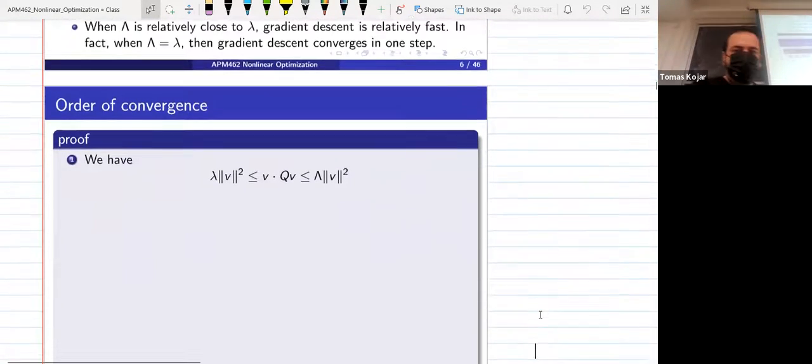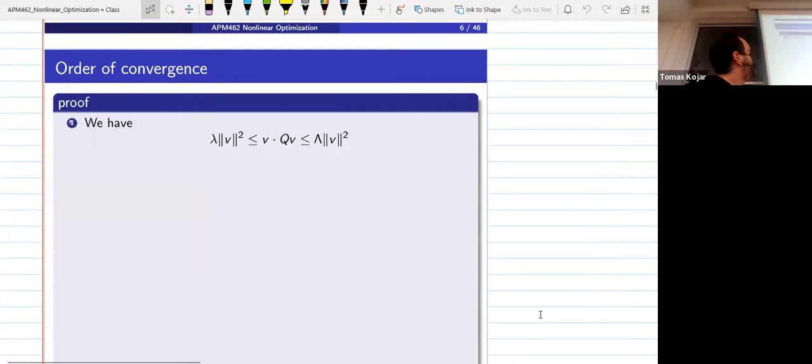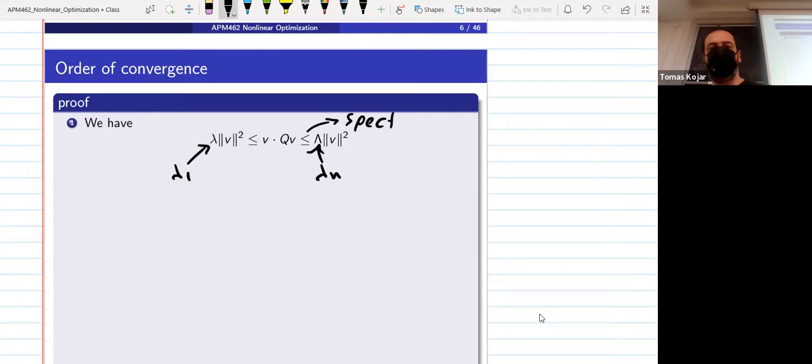All right, let's prove this. So for matrices, this is the smallest eigenvalue, this is the biggest. And so you have this inequality. It's actually hard to prove, and I did it in class, but I'll leave this to you. You have to use the spectral theorem. So there's a little bit of work.